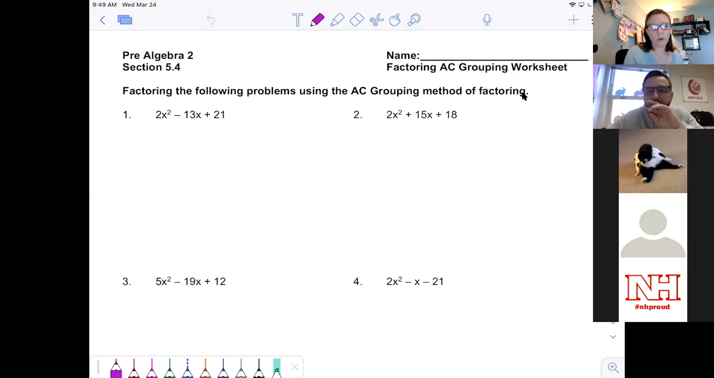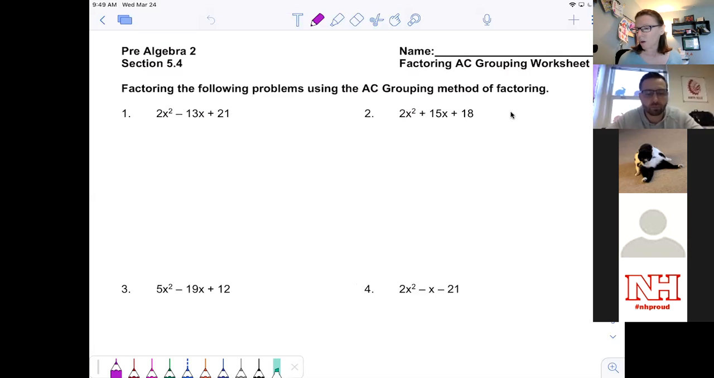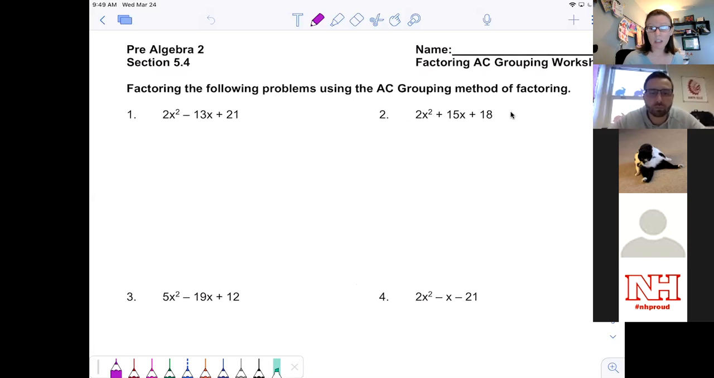All right, so hopefully you have this worksheet. Factor the following problems using AC grouping method of factoring, and that's what we've been working on. That's what the method is called. So the first step of the method, the actual true first step, is to ask yourself, is there a GCF? So Michael, if you look at number 1, we have 2, 13, and 21. Would 2, 13, and 21 have any number in common as a GCF, Michael?